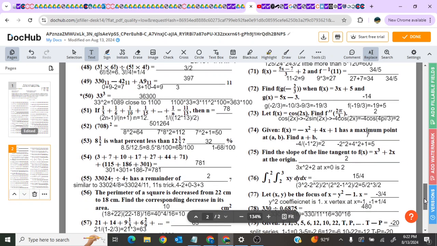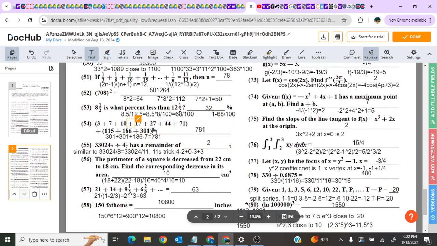54, 3 plus 7 plus 10 plus 17. This is a Fibonacci series. So sum of Fibonacci series is 2 times the last term plus the second to last term minus the second term. So 301 times 2 plus 186 minus 7. You can add those one digit at a time. 2 plus 6 minus 7 is 1. 0 plus 8 minus 0 is 8. And then 3 times 2 plus 1 is 7. And you'll get 781.